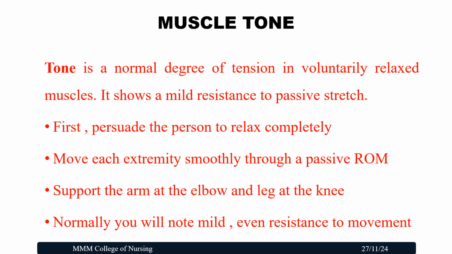Coming to muscle tone. Tone is the normal degree of tension in voluntarily relaxed muscles. It shows a mild resistance to passive stretch. First persuade the person to relax completely. Then move each extremity smoothly through a passive ROM exercise, supporting the arm at the elbow and the leg at the knee. Normally you will note a mild, even resistance to the movement.